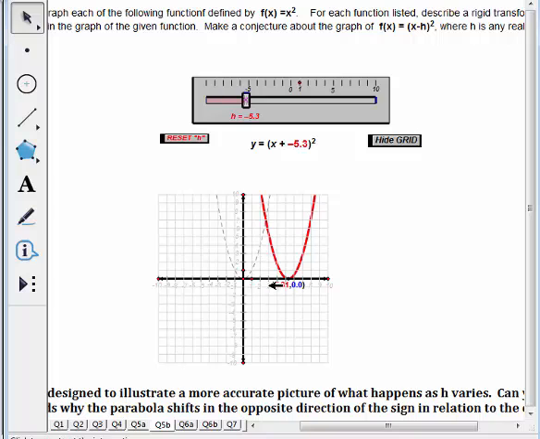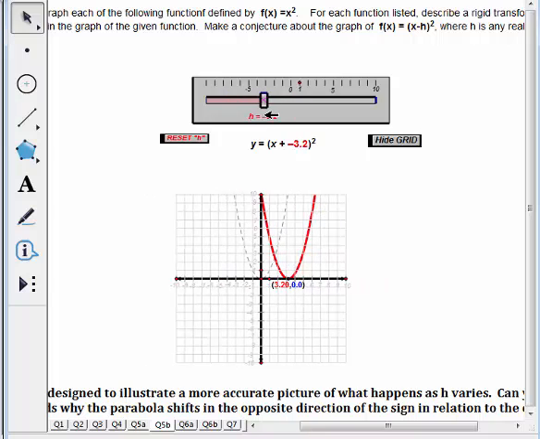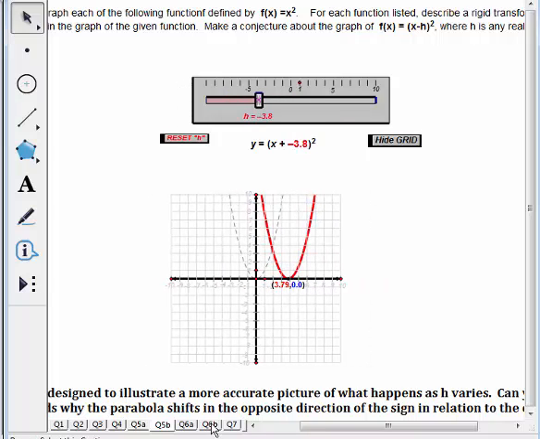That's why it goes the opposite direction: you're actually moving the coordinate system. So when it says minus, the parabola appears to move to the right, but the whole coordinate system is actually moving the way you want it to move. It's kind of opposite what you'd expect. It's the ground that moves, not the parabola.